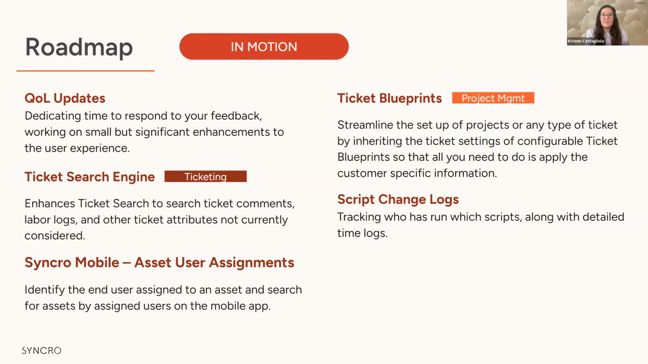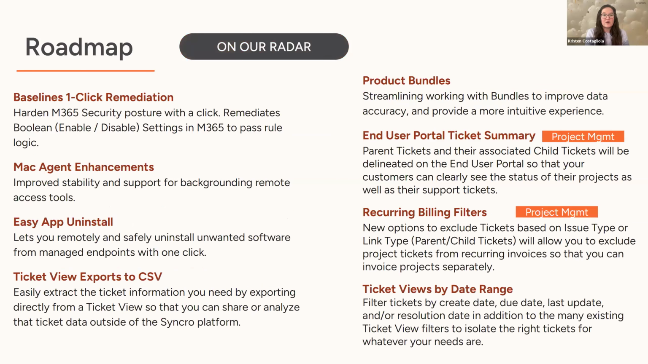In our continuation of work on project management, we have ticket blueprints. This allows you to set up all of your projects for any type of ticket, and you'll inherit all of the ticket settings as configured in your ticket blueprint. So all you have to do is apply the customer information, and then you can have a whole project, whether it's parent-child tickets or even just single tickets. You'll be able to do all of that there. And then script change logs. This will track who's run scripts and all of the detailed time logs and audit history of what's happening on scripting. So those are all the things in motion across the team.